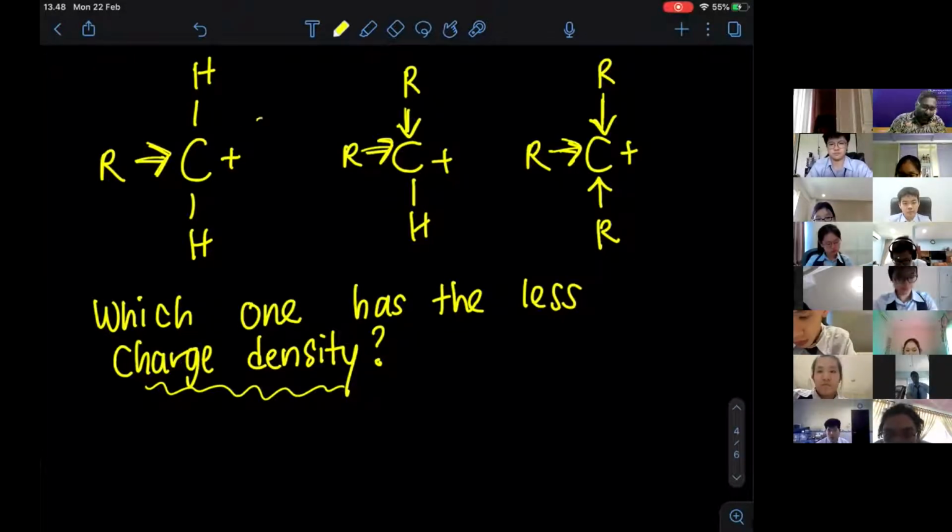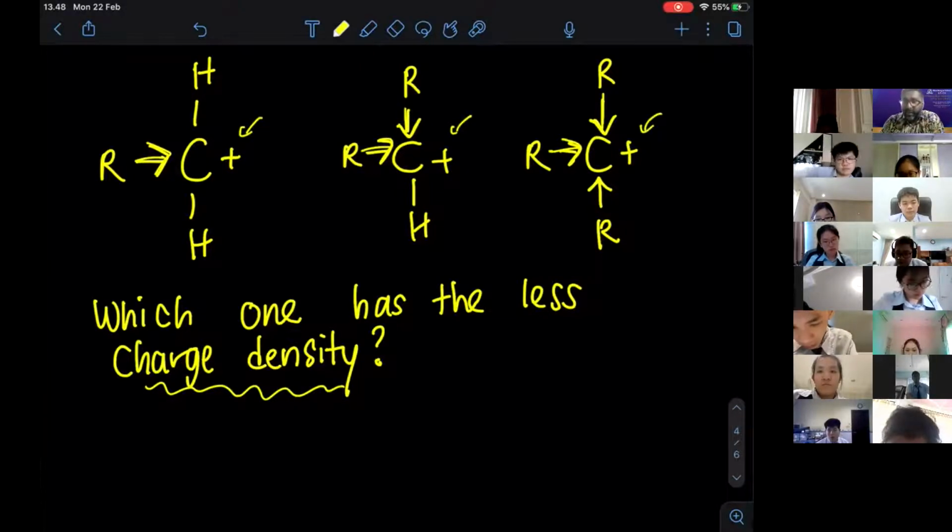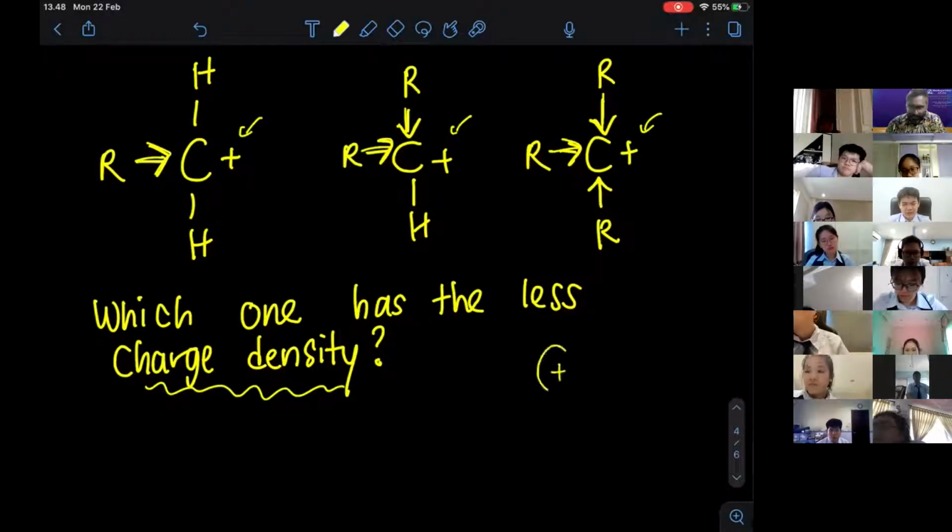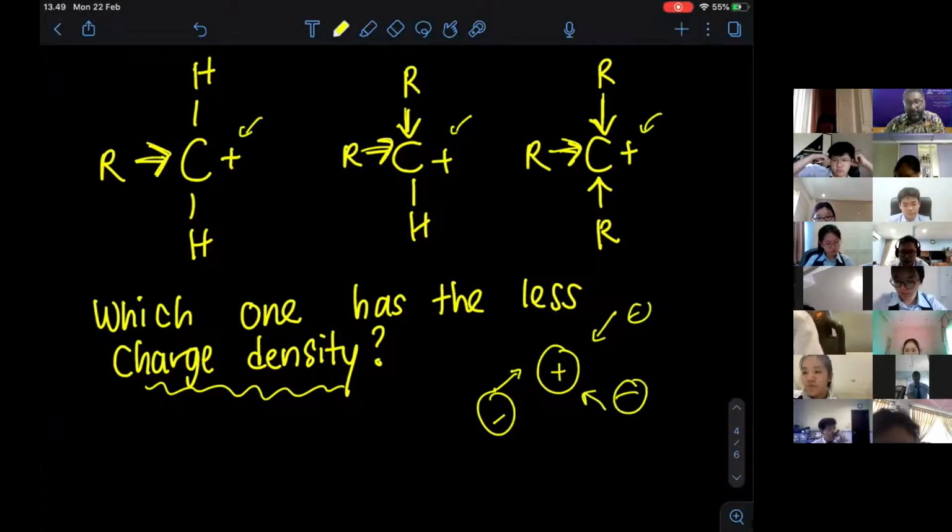Now, when they have positive one charge, whenever the R group is giving or pushing the electron towards the positive charge, what will happen to the positive charge? Electrons are negatively charged, so when they are pushed towards the positive, the positive will decrease. If you push a lot of negative there, the positive will be much lower. So which one has less charge density? The answer is tertiary carbocation, because of the positive inductive effect from the R groups.